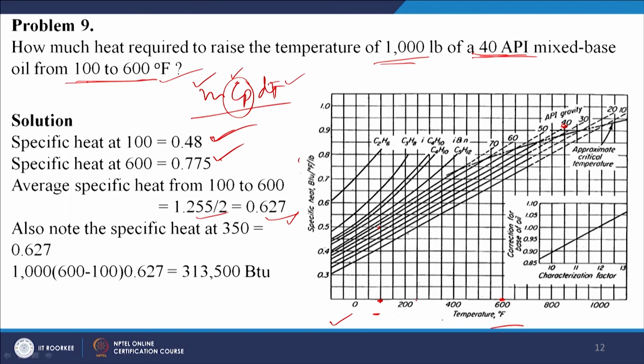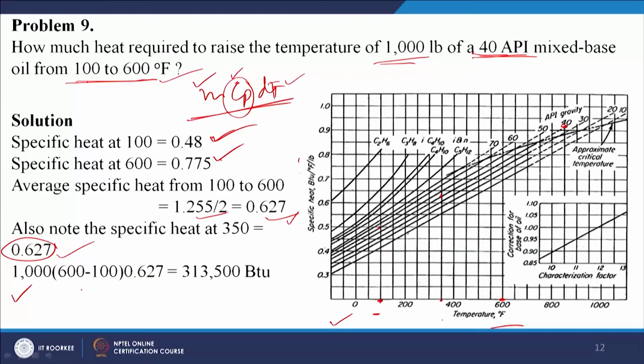The other way we can also get it: 100 and 600, so in between is 350. If we take the 350 curve and 40 API, then also it is coming the same value, that is 0.627. So, now we are able to get the average specific heat. Then we will apply this formula mCpdT. So, m dT and Cp, we are getting 313,500 BTU. So, now the problem is solved.